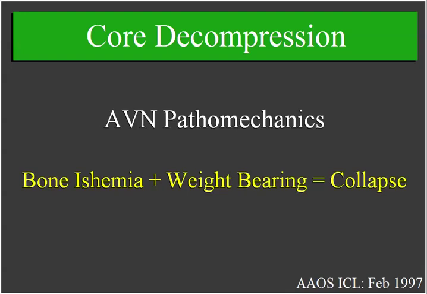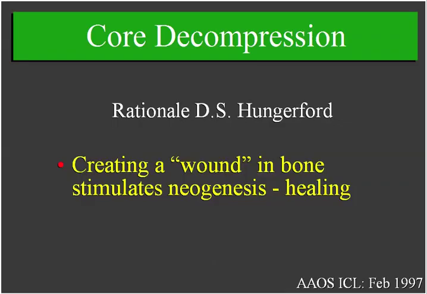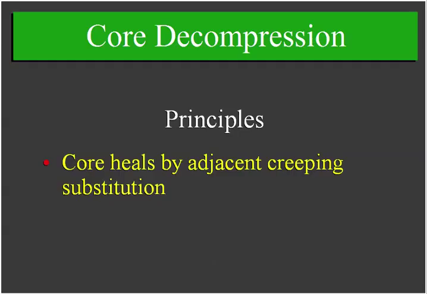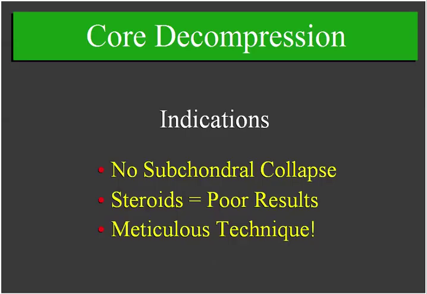The idea of a core decompression is to create a wound which stimulates healing. So if you drill a hole, you decompress the hypertension, so you get pain relief, and then the hole, because you have activated the system like breaking a bone, is going to start healing. So the principle here is you get reduction of the hypertension, which immediately relieves your pain, and then you get adjacent creeping substitution, which heals the necrotic area. The indications: you can't have subchondral collapse.